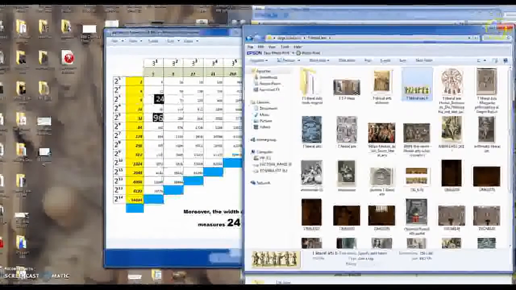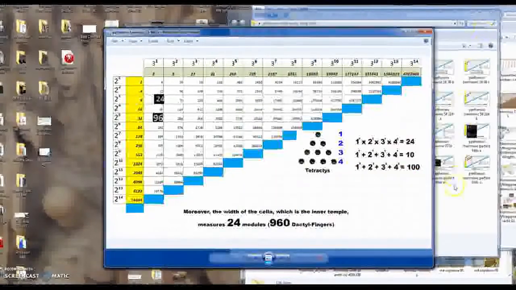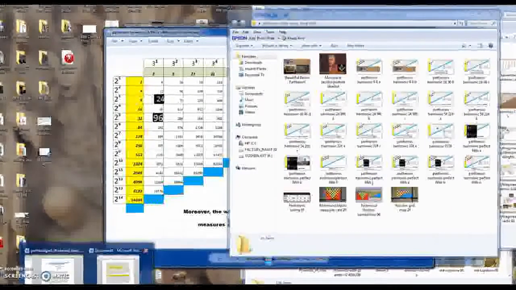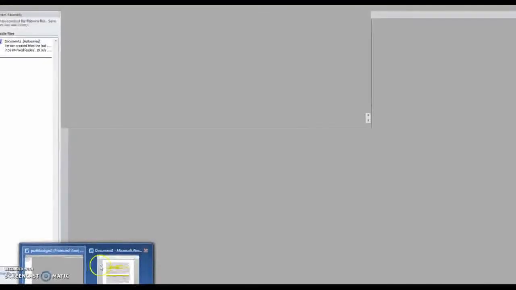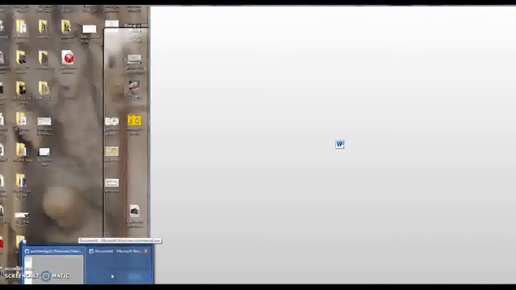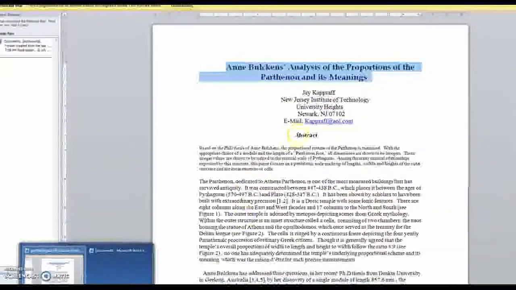And that's the Parthenon. Many other people have noticed it. Again, I can't post the link because it'll take you directly to open it in Word or whatever you're processing. But yeah, Anne Bulkin's analysis of the proportions of the Parthenon and its meanings.